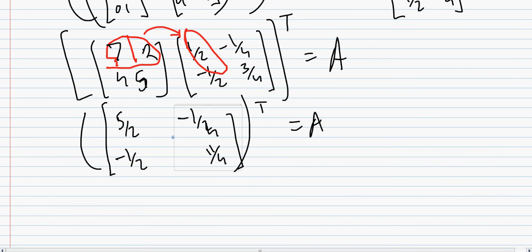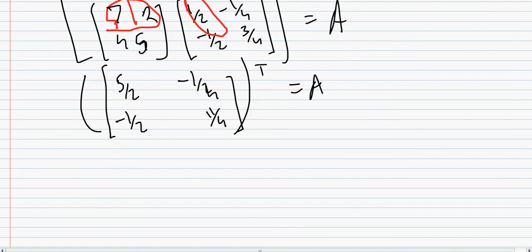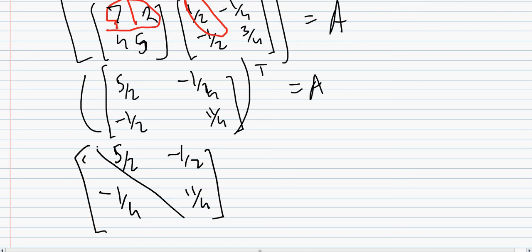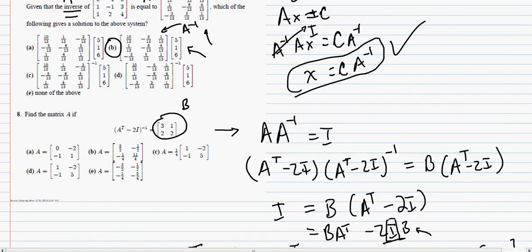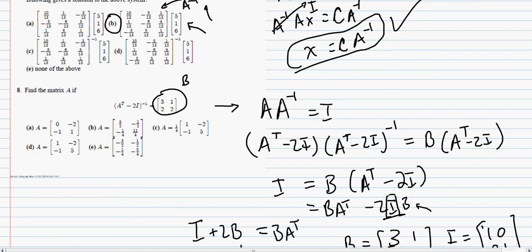And taking the transpose is not too bad. You just flip the rows and columns, right? So you get 5 over 2, negative 1/2, negative 1 over 4, and 11 over 4. So the diagonal always stays the same, and this equals A. Going back to our possibilities, we know that our answer is B.